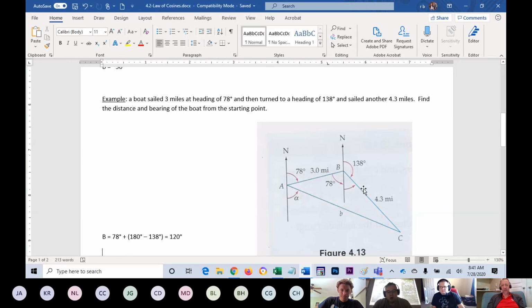So that's really nice. We've got a side, we've got an angle, and we've got a side. So what are we going to use to do this one?